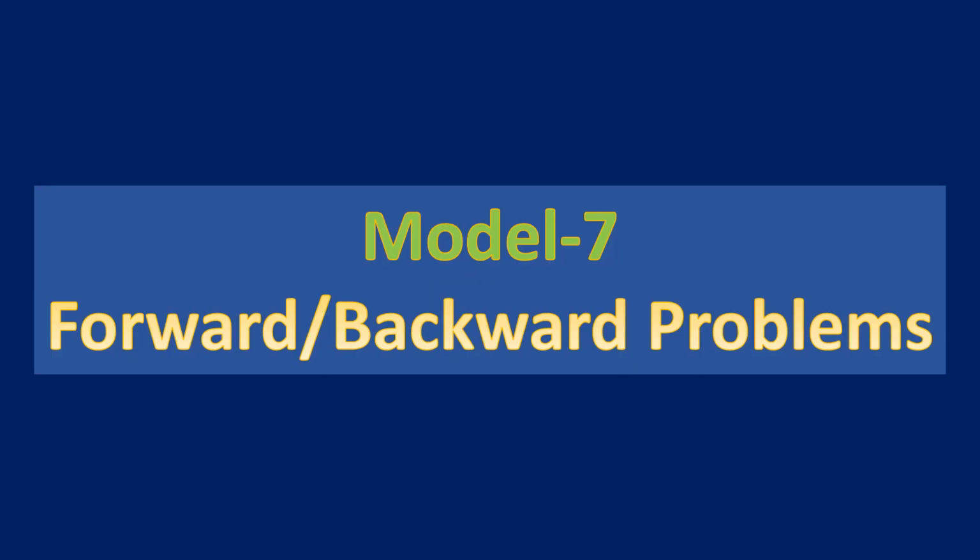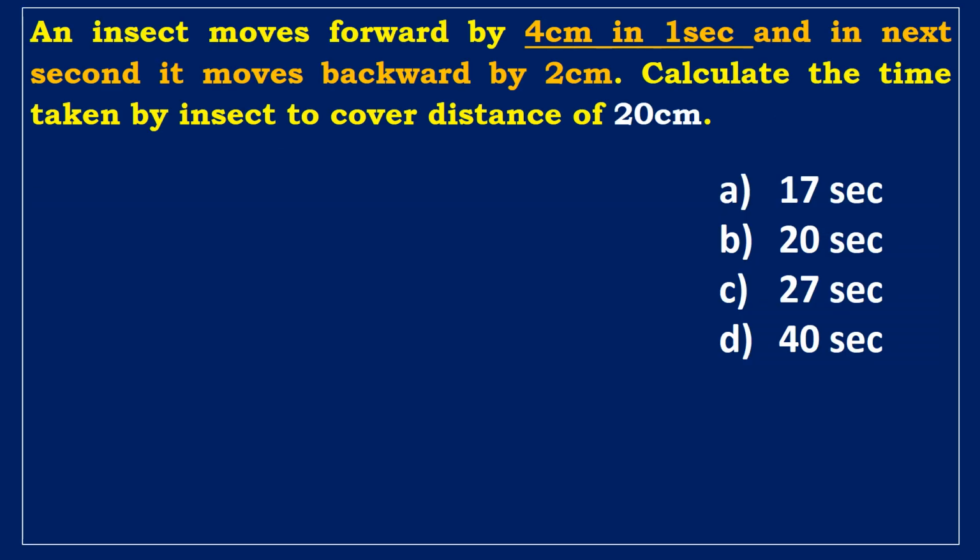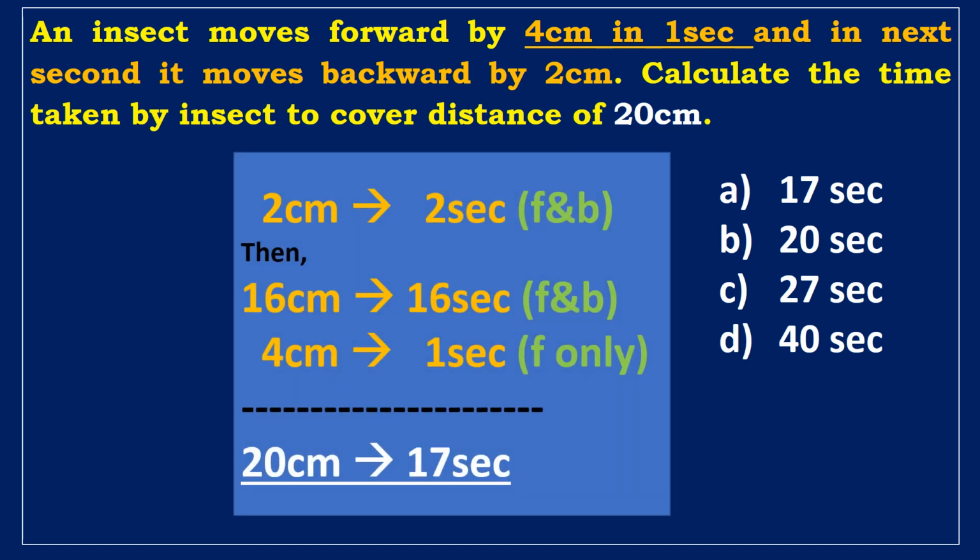Model 7. Forward, backward problems. Example 1. An insect moves forward by 4 centimeters in 1 second and in the next second it moves backward by 2 centimeters. Calculate the time taken by the insect to cover a distance of 20 centimeters. An insect moves forward 4 centimeters in the first second. An insect moves 2 centimeters backward in the next second. This is the pattern. After 2 seconds, the total distance traveled by the insect, both forward and backward, is 4 centimeters minus 2 centimeters, equaling 2 centimeters.